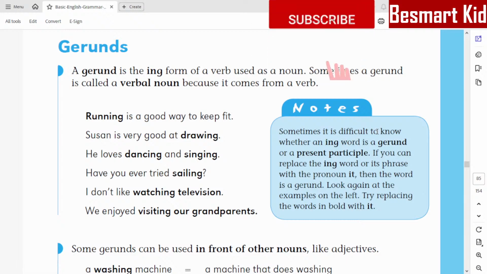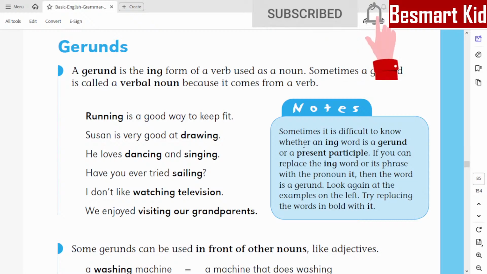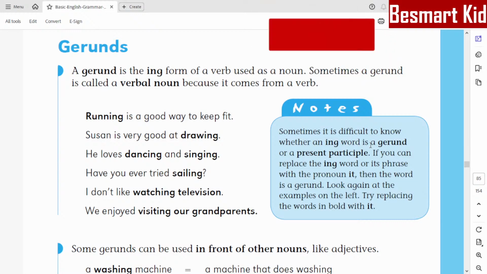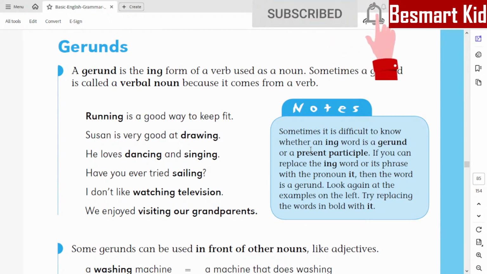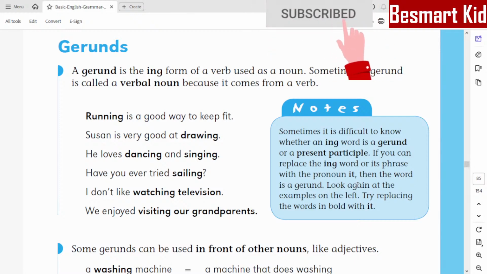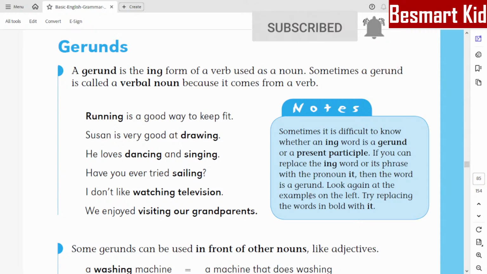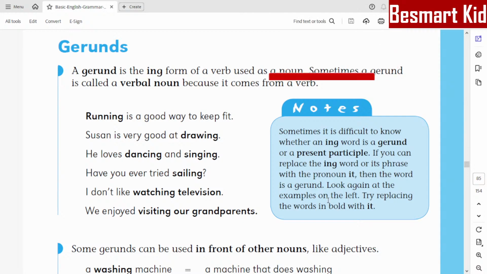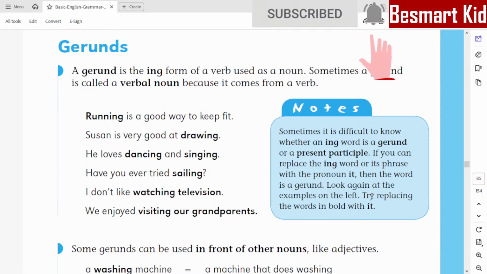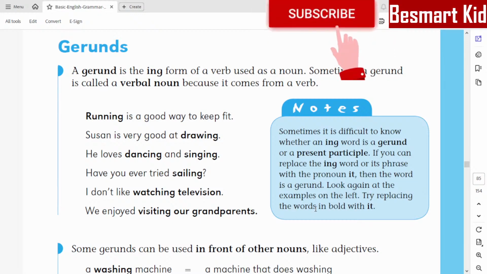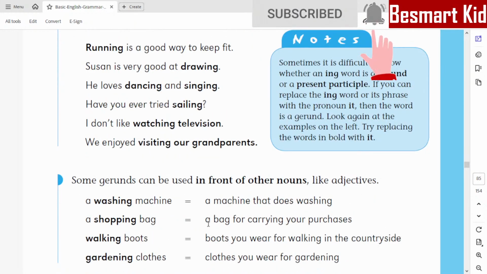Sometimes it is difficult to know whether an ing word is a gerund or a present participle. If you can replace the ing word or its phrase with the pronoun it, the word is a gerund. Look again at the examples on the left, and try replacing the words in bold with it.